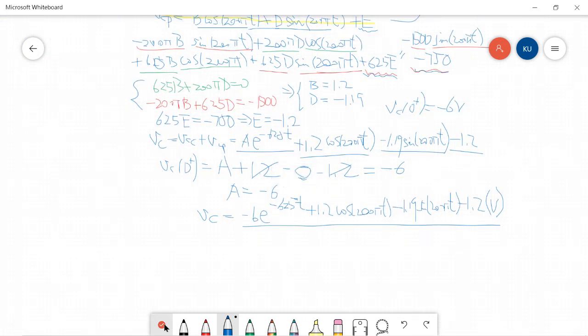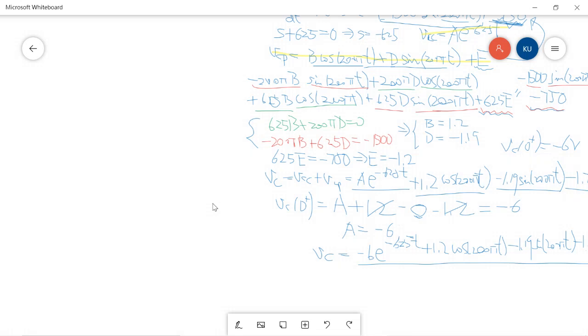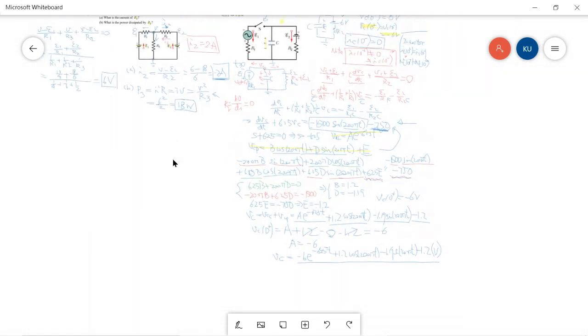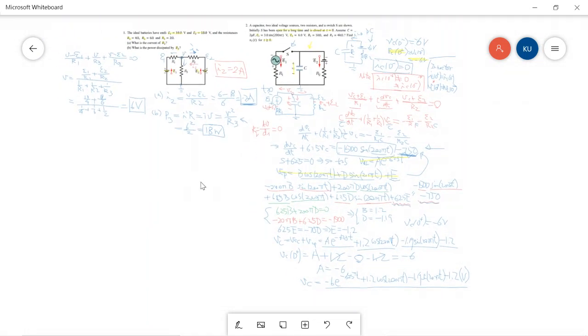So question 2 is a bit more difficult than the first one. And I think that's all the solution for the assignment this week. If you have any more questions, please let me know, and I will try to reply to you. And see you next time.